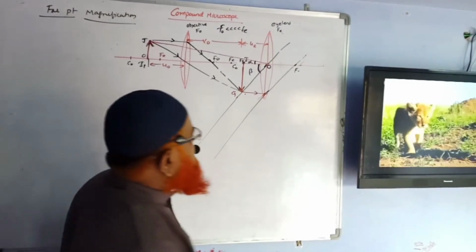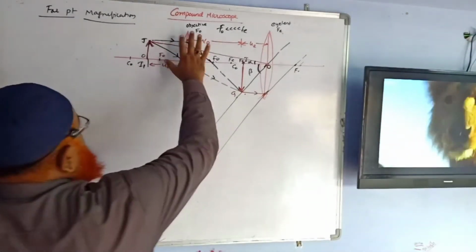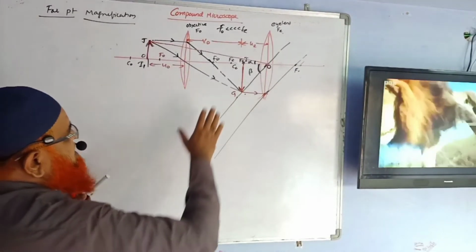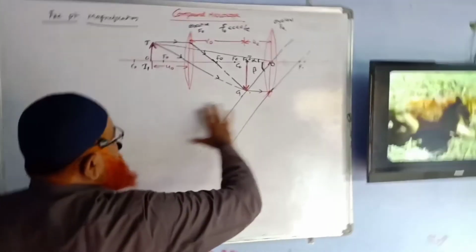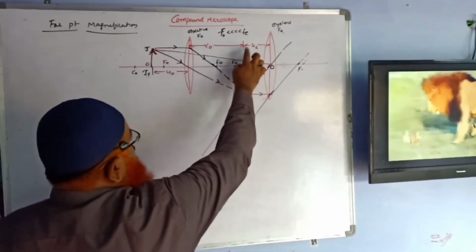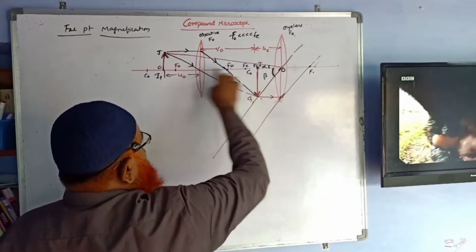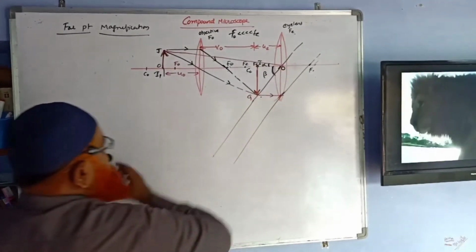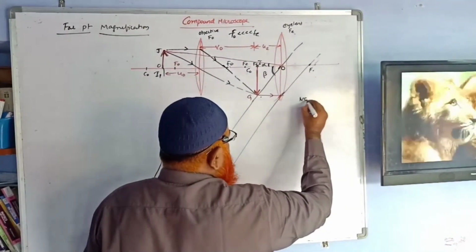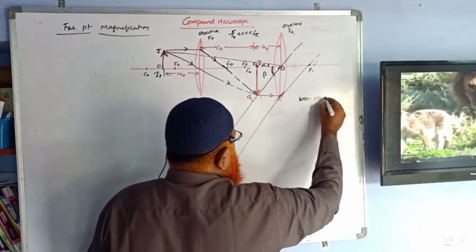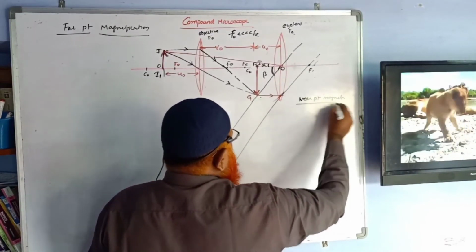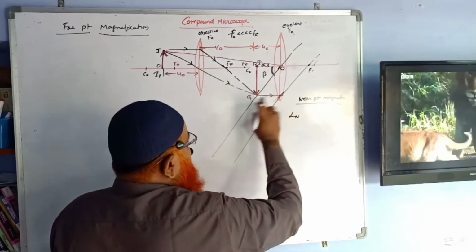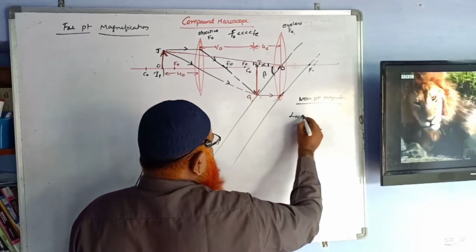Today we are discussing the next topic, far point magnification, in the same case. Previously I told you about near point magnification. In near point magnification, the object is here, the image is here for the objective, and for the eye lens the final image is somewhere here. So in the near point magnification, what is going to happen? What is the length of the microscope?